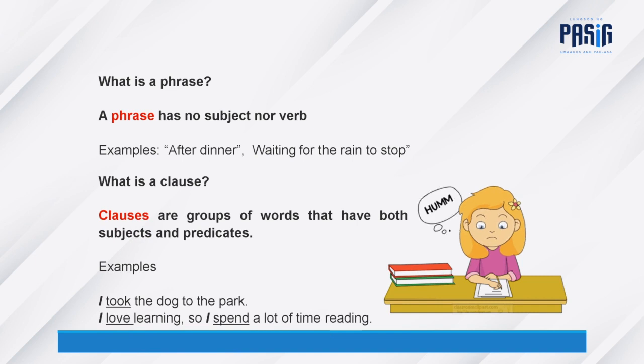Examples: I took the dog to the park. This example has one subject, which is the word I, and one predicate, which is the word took. Since they are working together to form a comprehensible sentence, this sentence has one clause. Next example: I love learning, so I spend a lot of time reading. This example has two predicates, love and spend. Since they are working together with separate subjects, this sentence has two clauses.